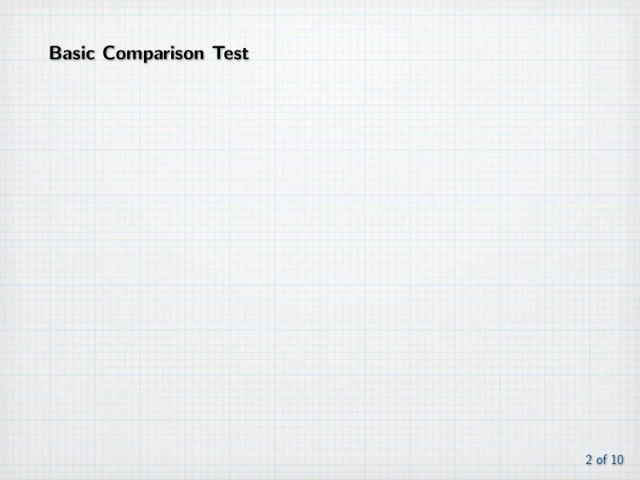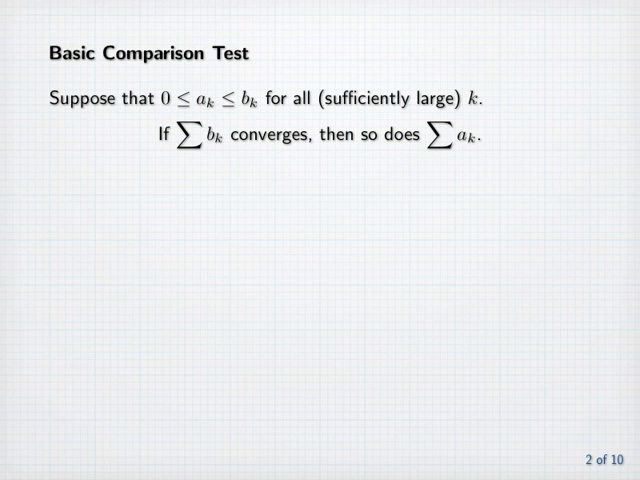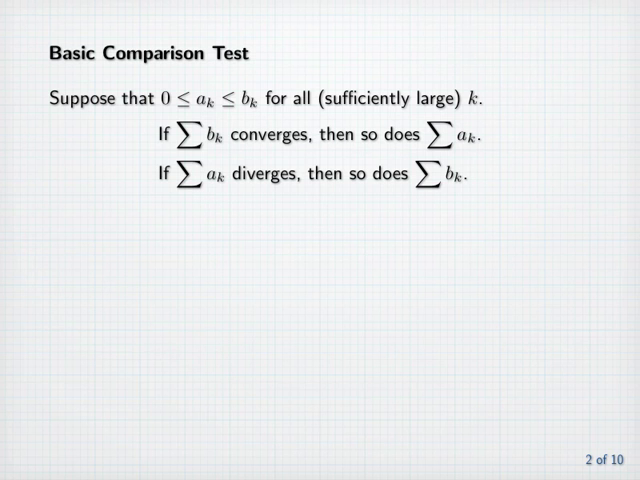Now let's describe a basic comparison test. Suppose that a sub k is greater than or equal to 0 and b sub k is greater than or equal to a sub k for all sufficiently large k. If the sum of b sub k converges, then so does the sum of a sub k. If the sum of a sub k diverges, then so does the sum of b sub k.